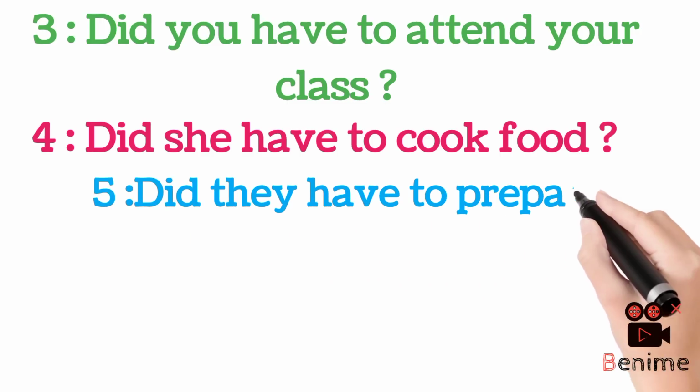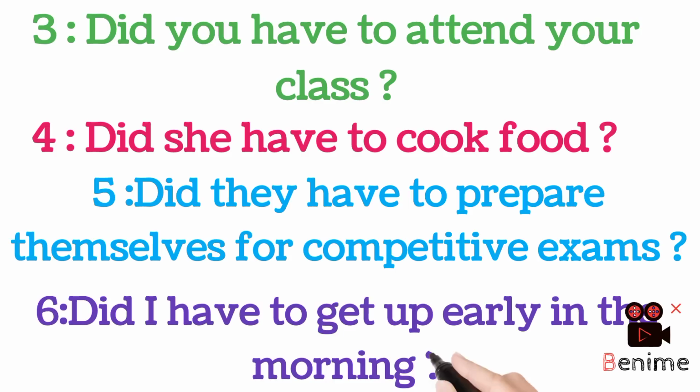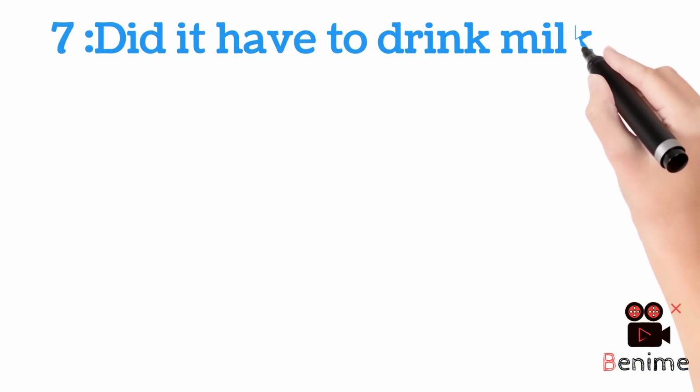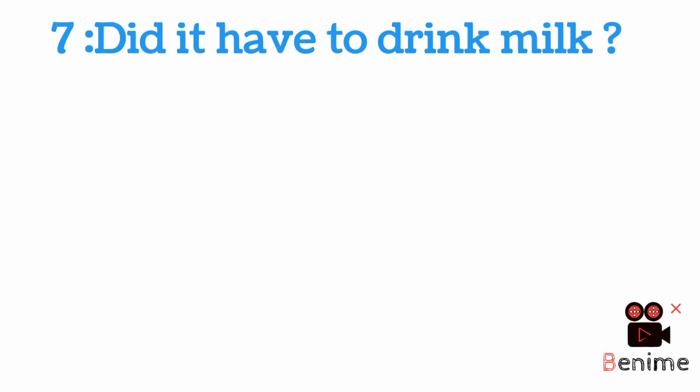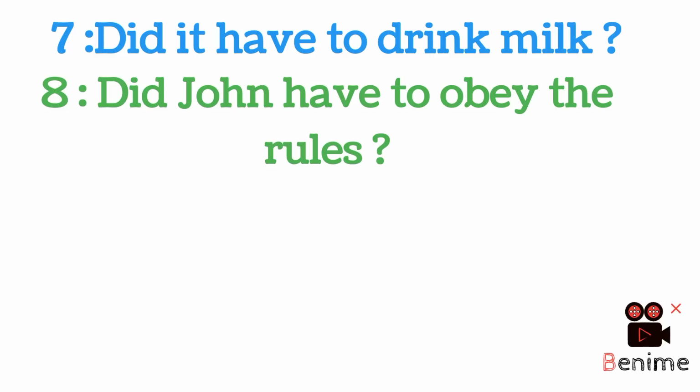Now look at the fifth one. Did they have to prepare themselves for competitive exams? It means, did they have any obligation to prepare themselves for competitive exams? Now look at the sixth one. Did I have to get up early in the morning? Asking about past obligation. Now look at the seventh one. Did it have to drink milk? Asking about past obligation. Now look at the eighth one. Did John have to obey the rules? It means, did John have any obligation to obey the rules?